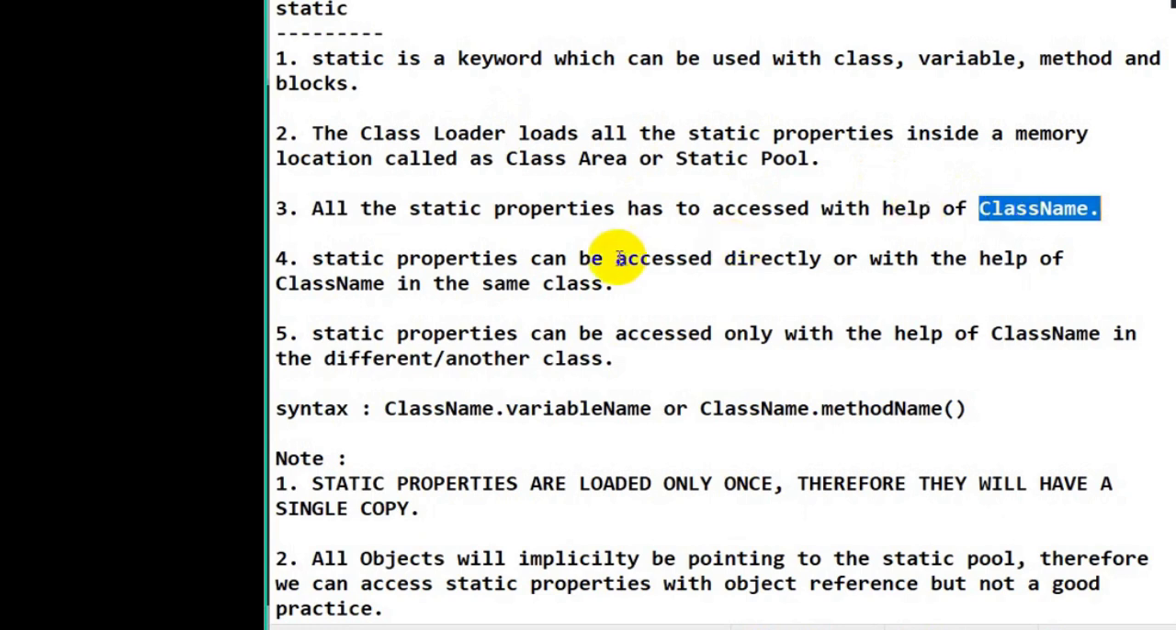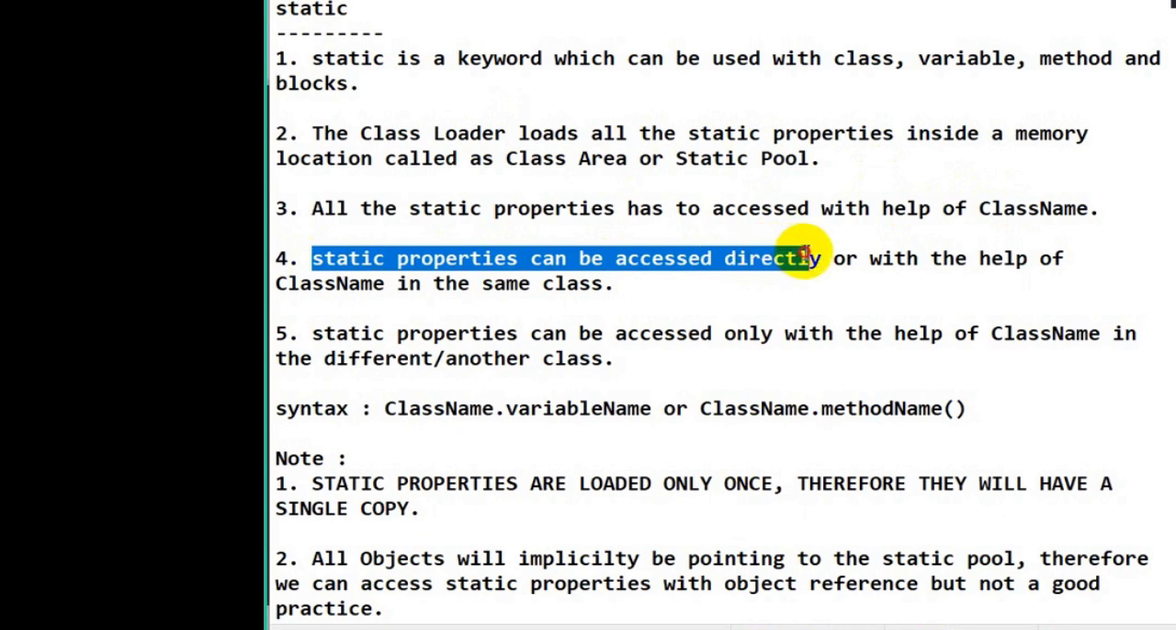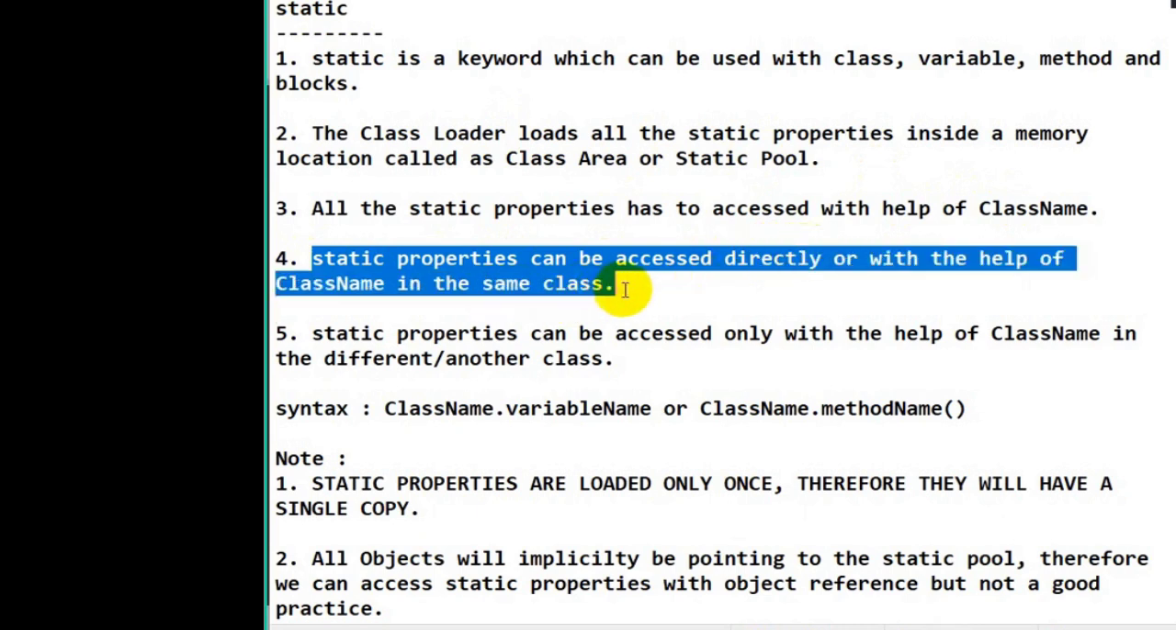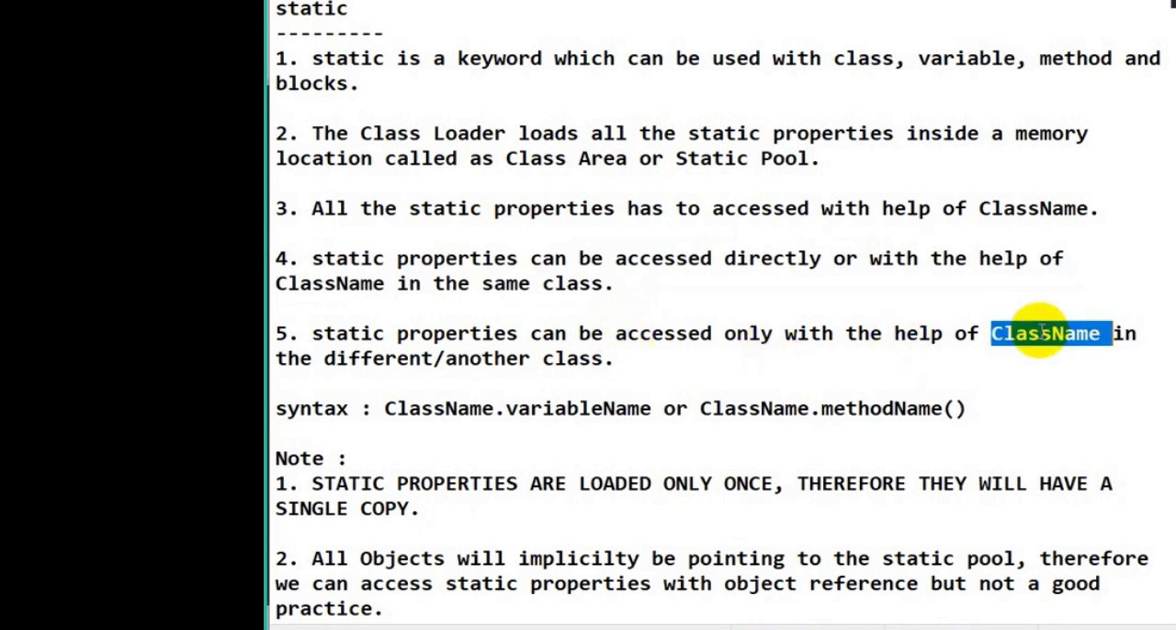If there are static properties, you can access them directly or with the help of class name in the same class. That's what I showed you now. But outside the class, you can access them only with the help of class name. You cannot have any other choice here. You have to always access them with the help of class name.